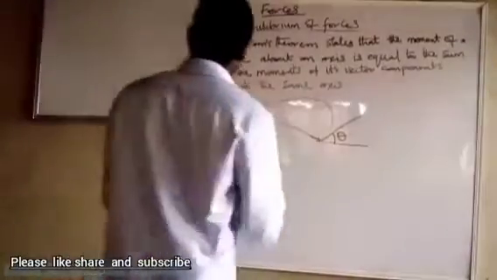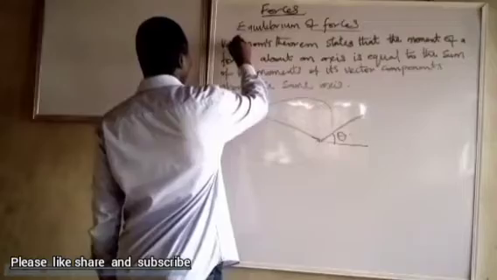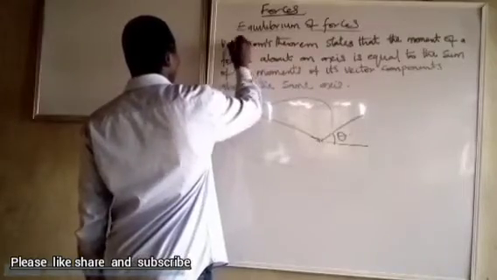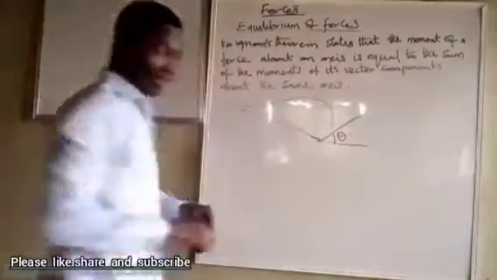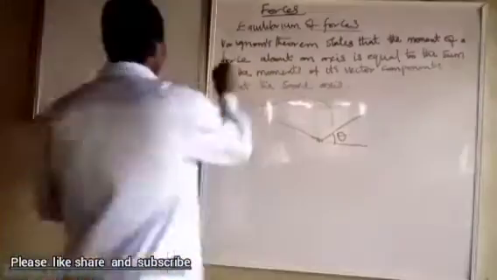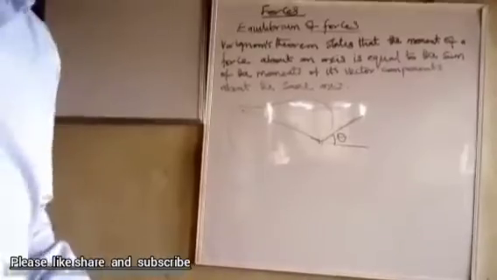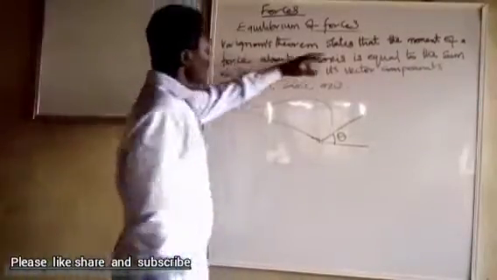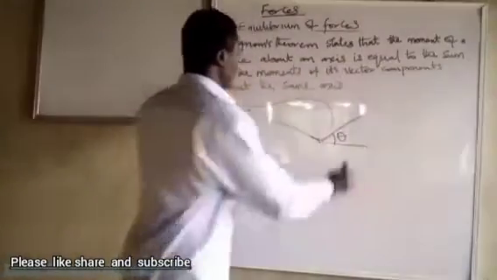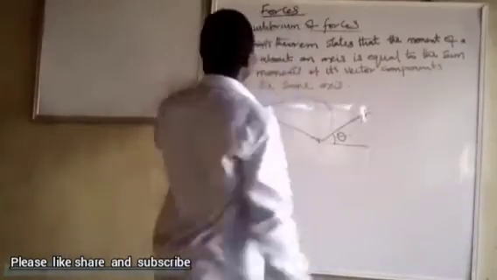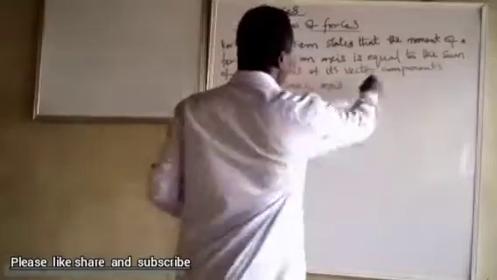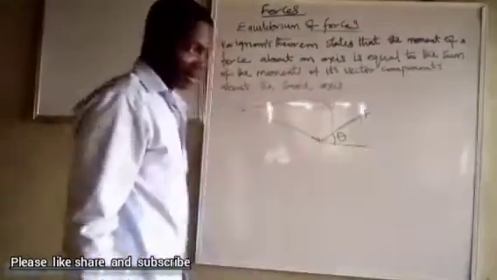Now look at this. Varignon's theorem. This is R. Varignon's theorem states that the moment of a force, let's call this F, about an axis is equal to the sum of the moments of its vector components about the same axis.